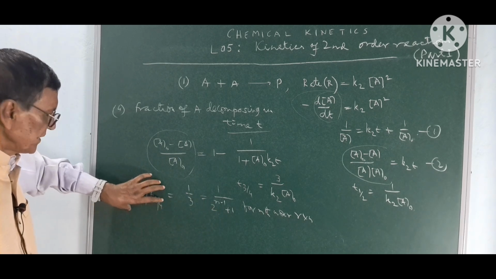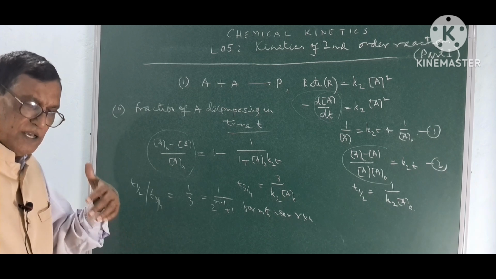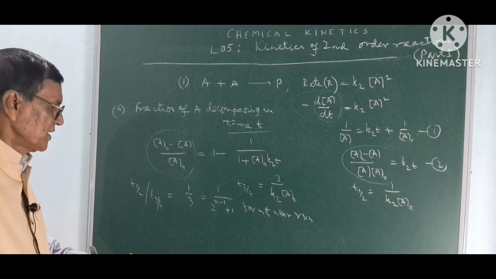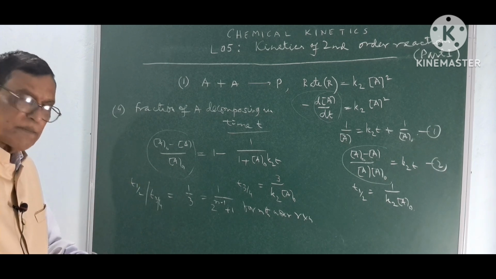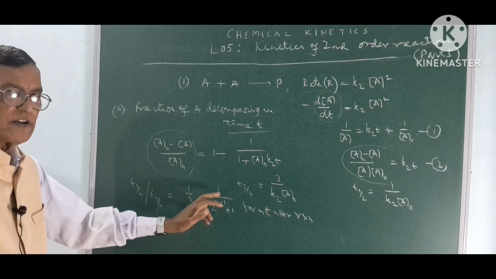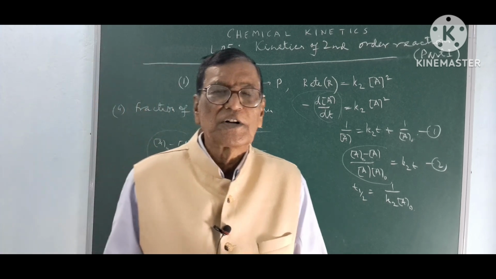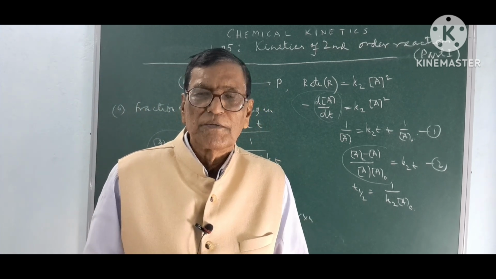If you can calculate the half-life period and the 3/4 period of decomposition by experimental method or graphical method, then you can find out the value of n. N means the order of the reaction. This is one of the very important methods to determine the order of a reaction.